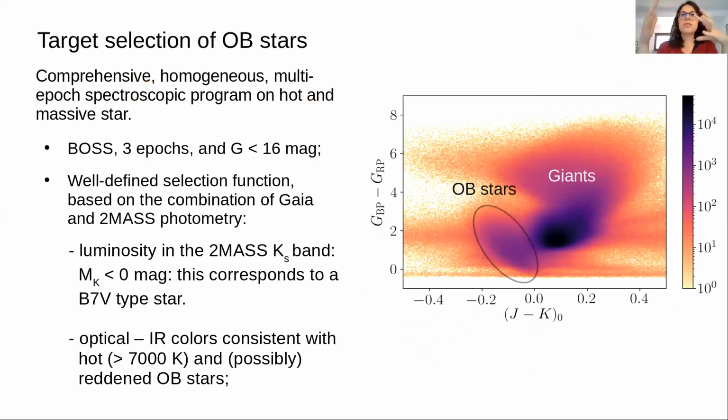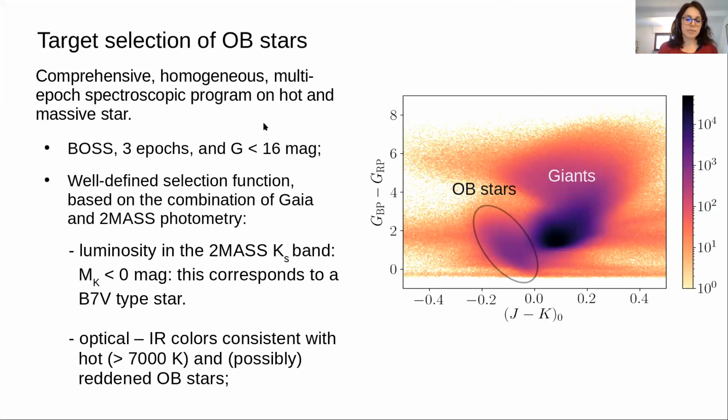I now want to speak briefly about how we selected our sample. As I said before, we want multi-epoch observations. In particular, we are aiming for 3 epochs, and we are aiming at getting visible spectra with BOSS, which is a low-resolution spectrograph, of stars brighter than 16.